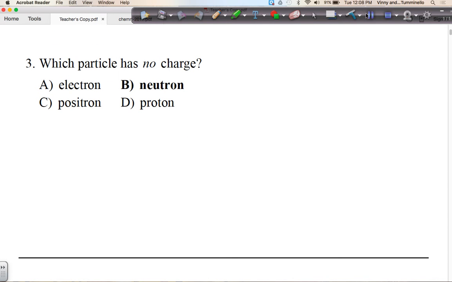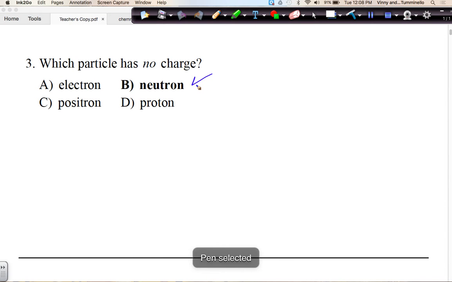For number 3, which particle has no charge? Remember that a neutron is neutral. Electron has the charge of -1, positron has a charge of +1, and a proton has a charge of +1 as well.